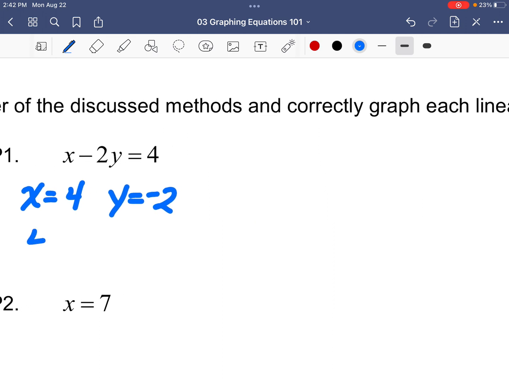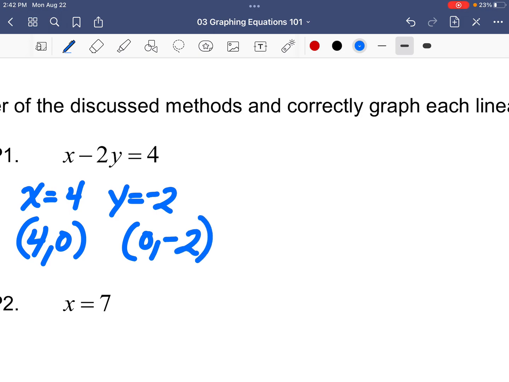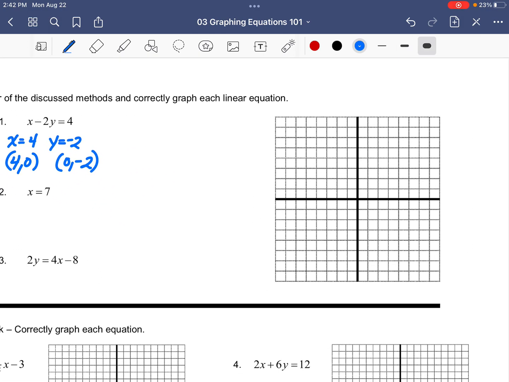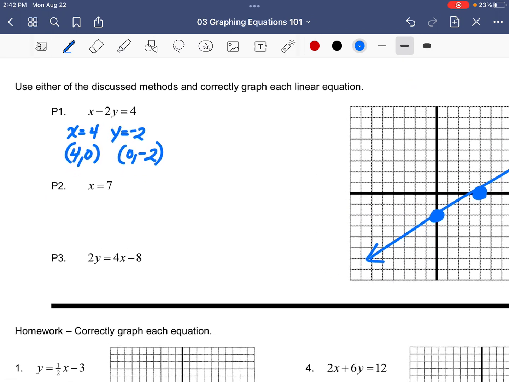Remember, those 2 numbers actually represent points. They actually represent intercepts. And this time I wrote my zeros in the right spot. So I'm going to go over here and graph them in the right spot. I'm going to graph 4, 0. I'm going to graph 0, negative 2. And I got myself practice 1, or equation 1.